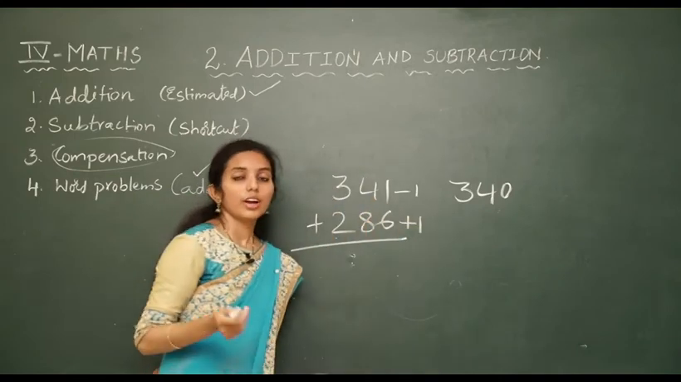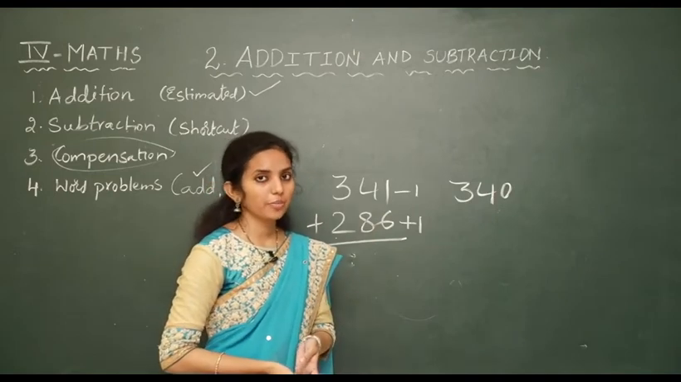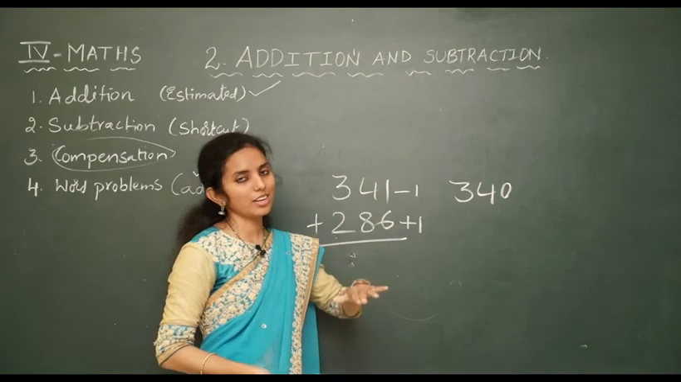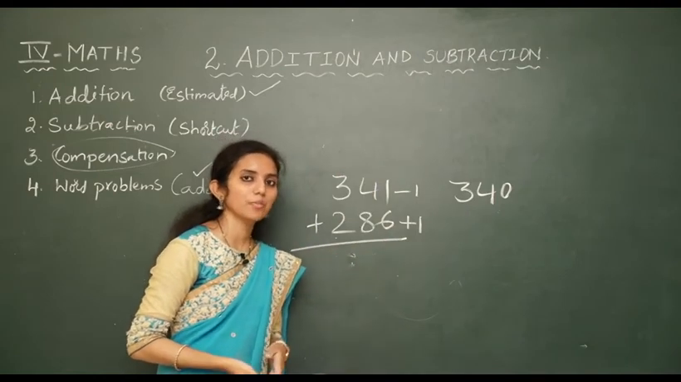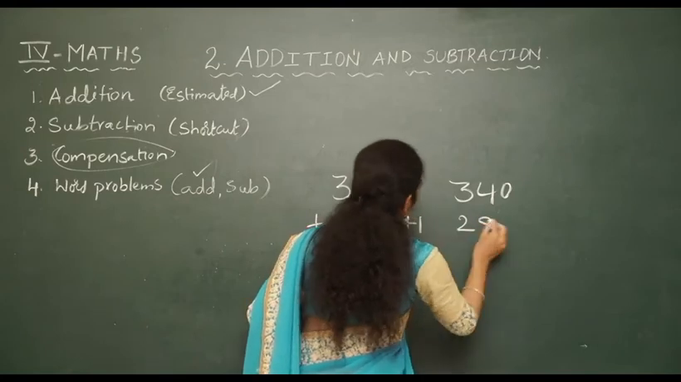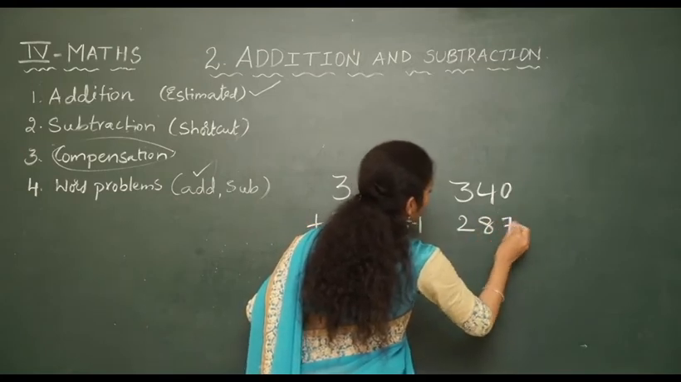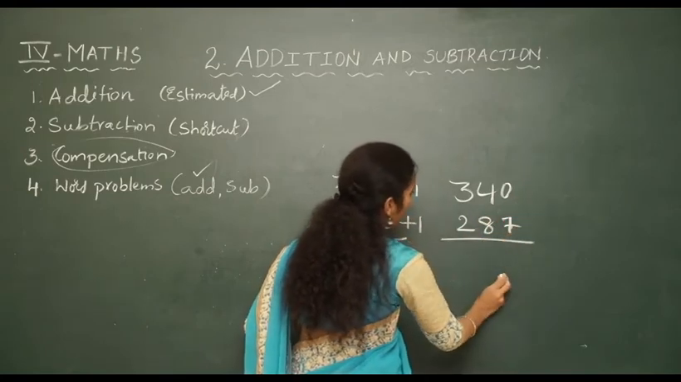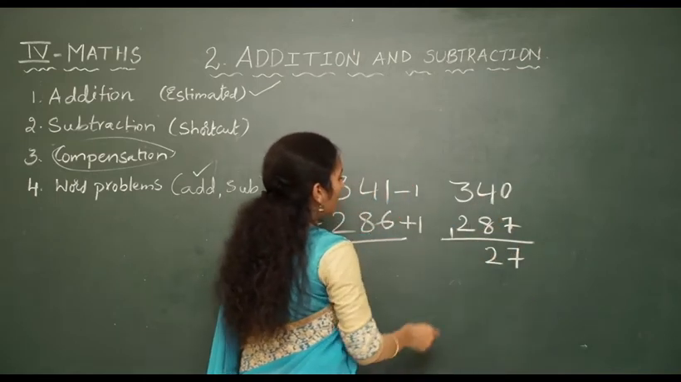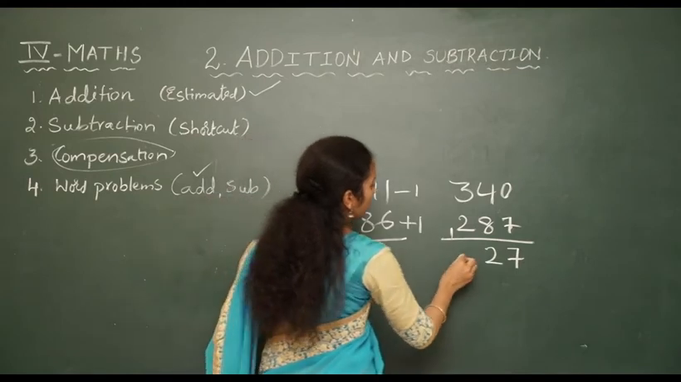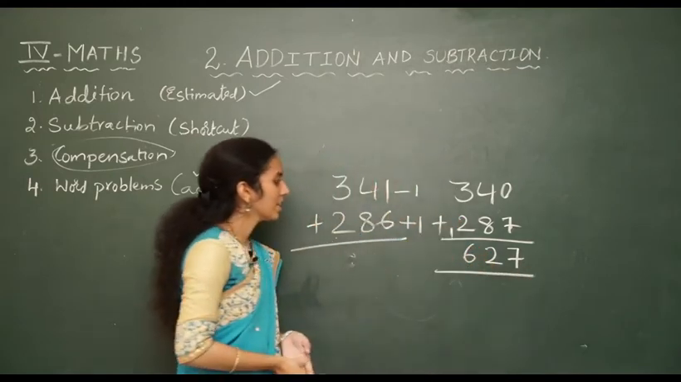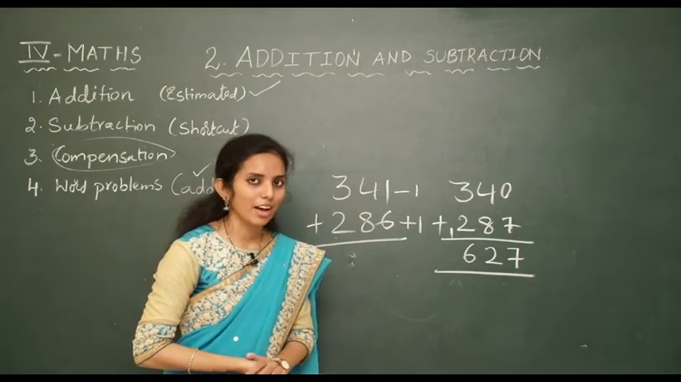So in addition, even if we add in this manner or in the reverse manner, the result does not make any difference. The result will be the same. So now let us do the addition. 87, it will become 87. 0 plus 7, 7, 4 plus 8, 12, and 3 plus 3 is 6. So 627 is the answer.